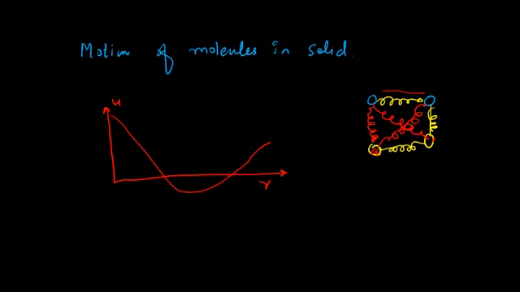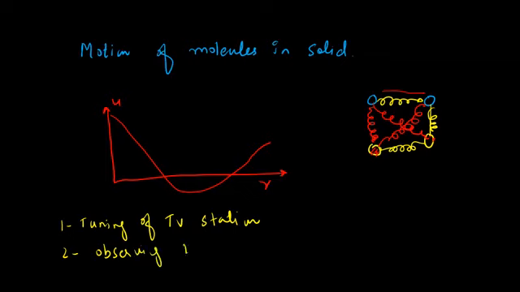The other examples in which we can use the idea of simple harmonic oscillators are the tuning of a television station, and observing the laser light emitted by a laser. So all these are examples or ideas in which we can use the idea of simple harmonic oscillators.